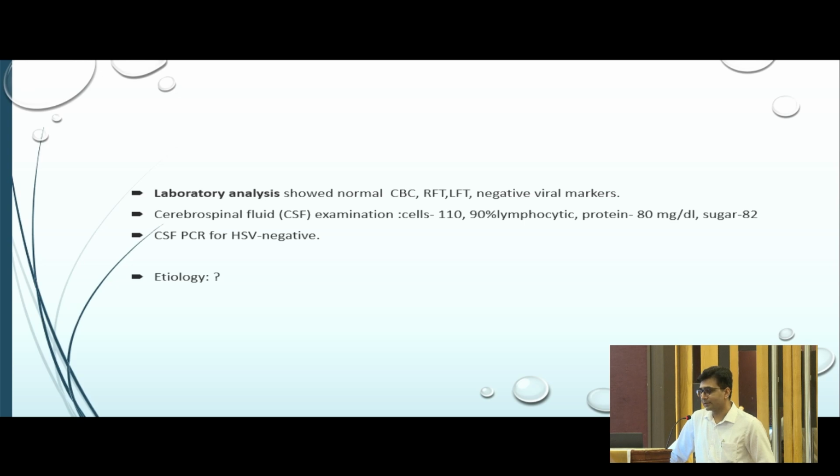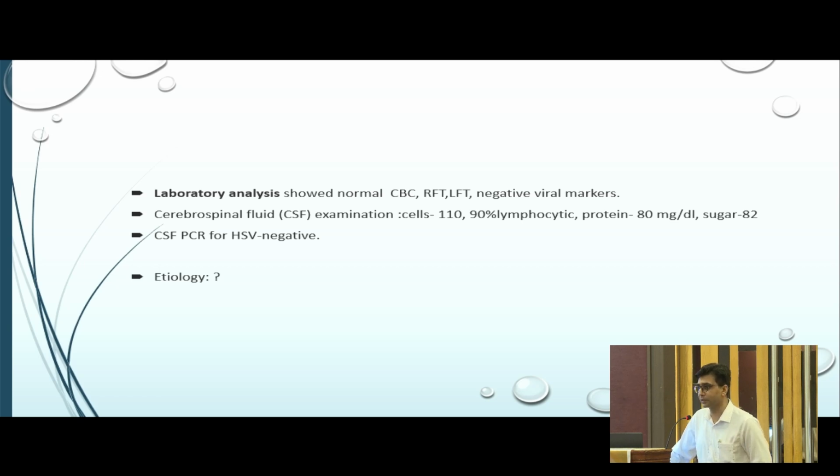Laboratory analysis was done: normal CBC, RFT, LFT, and negative viral markers. CSF was done. Cells are 110, 90% lymphocytes. Protein is 80 and sugar is 82. So protein is elevated and lymphocytic pleocytosis is there. CSF PCR for HSV is negative.